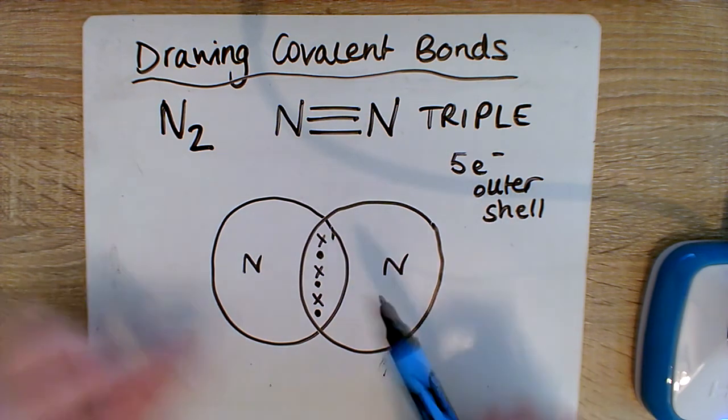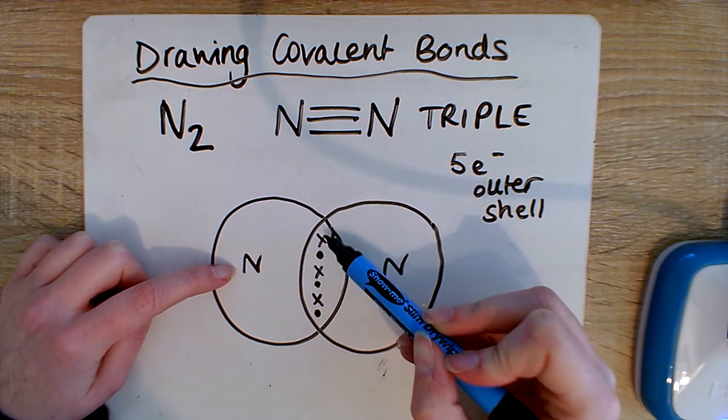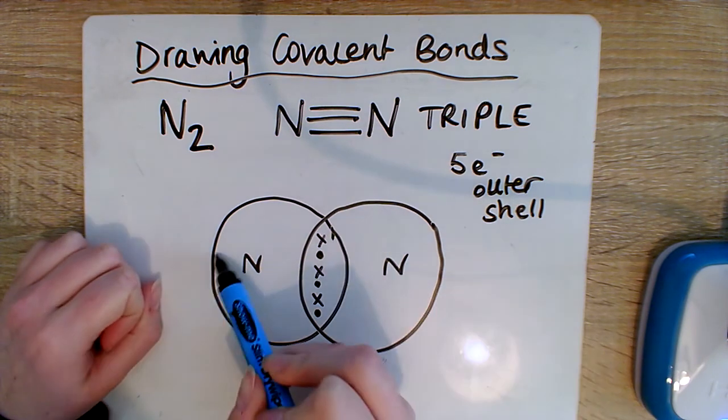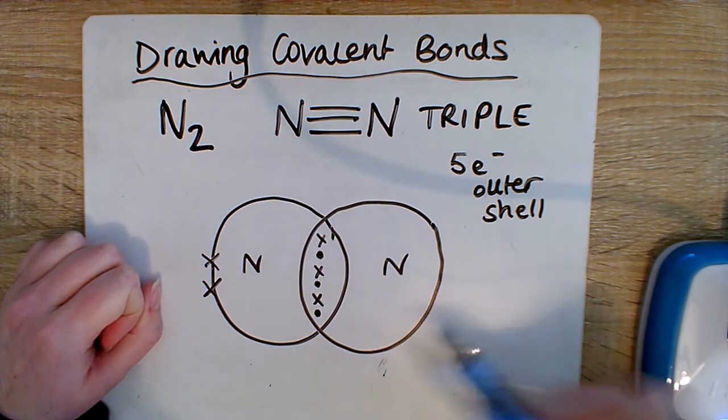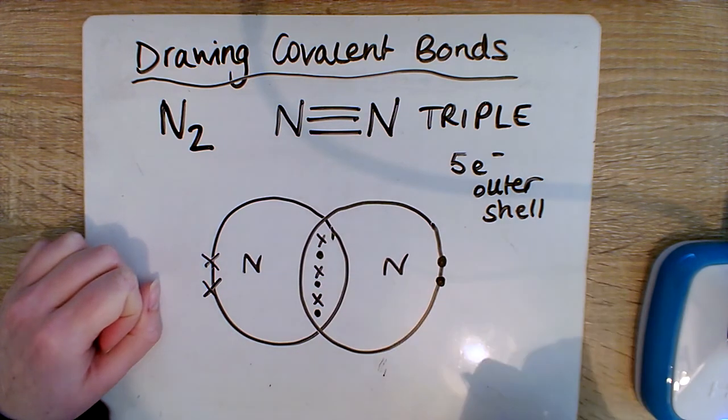So we need to just add them up. So at the moment, if we have this nitrogen as crosses, it's got 1, 2, 3. So I've got 2 more to go for 5. And same for this one, 1, 2, 3. 2 more to go for 5, like that.